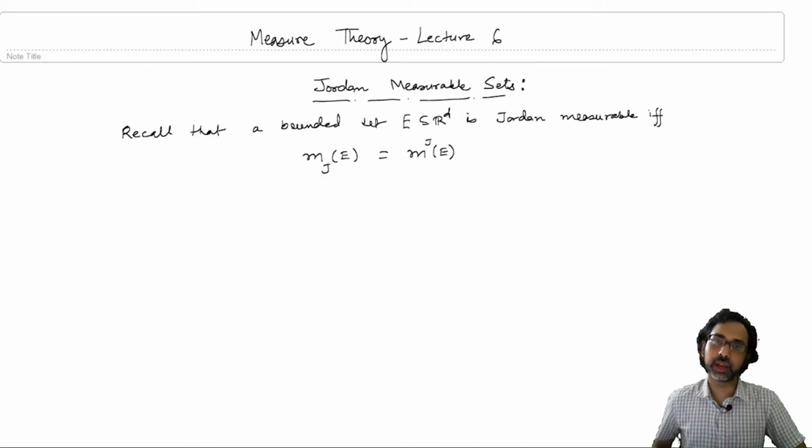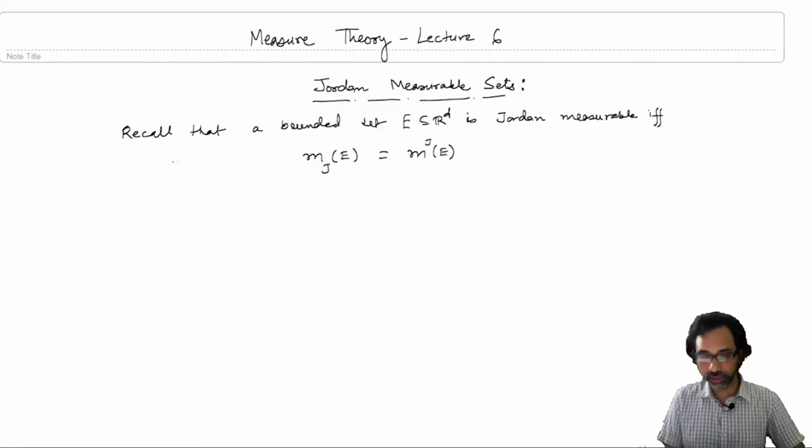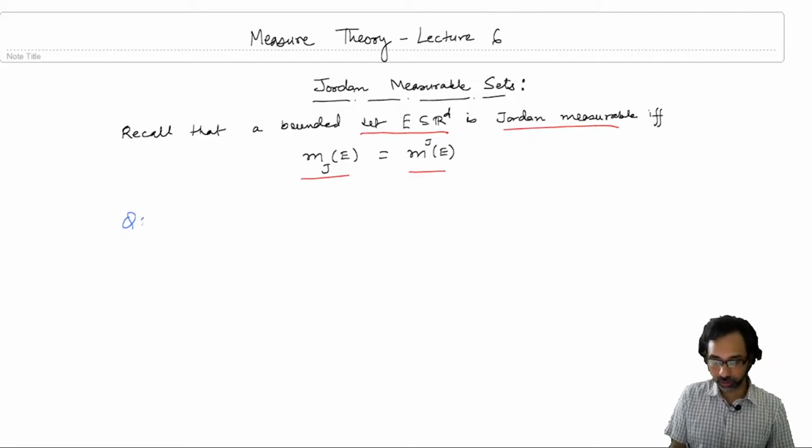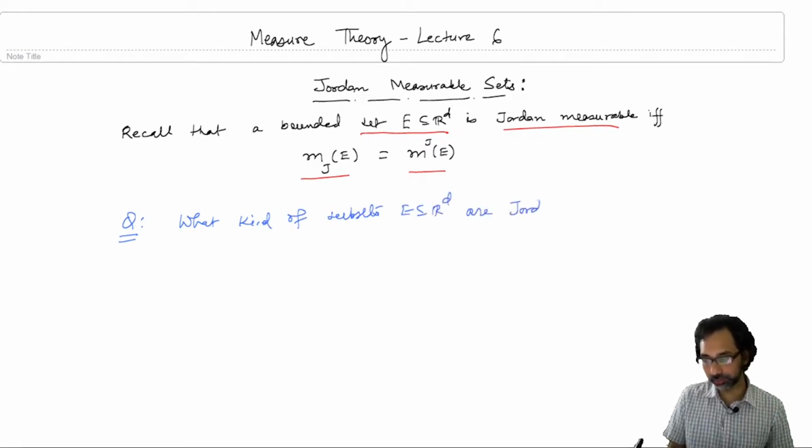In the last lecture, we defined the notion of a Jordan measurable set, and recall here the definition. A bounded set E, a subset of R^d, is Jordan measurable if and only if the inner Jordan measure is equal to the outer Jordan measure of E. Now we ask ourselves the question: what kind of subsets of R^d are Jordan measurable?